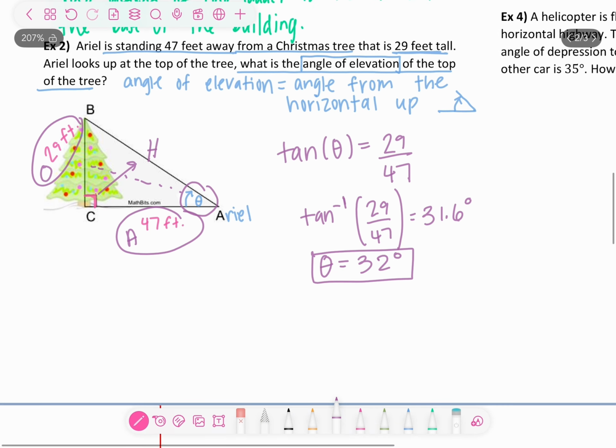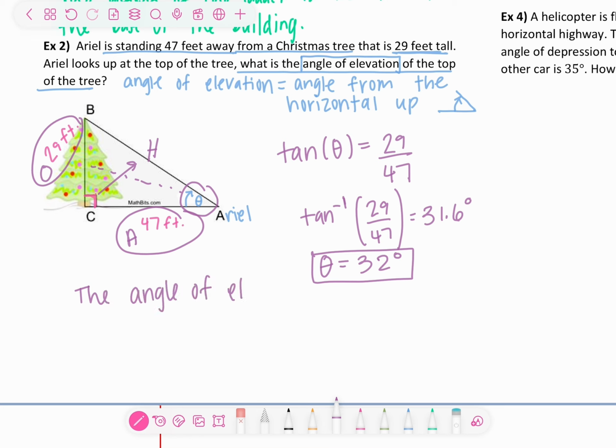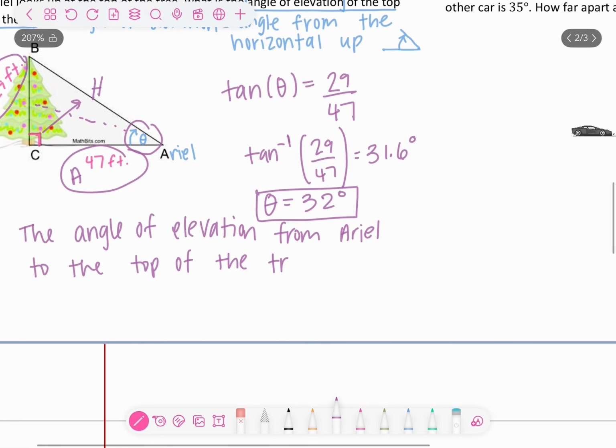Okay. So the context here: the angle of elevation from Ariel to the top of the tree is 32 degrees.